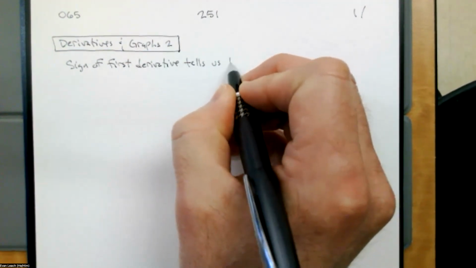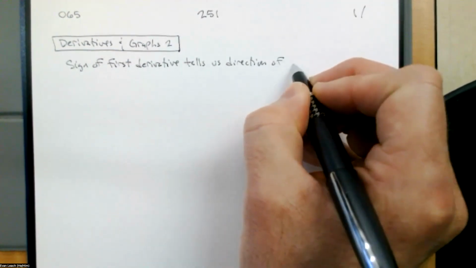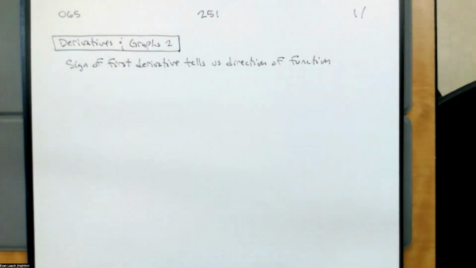The sign of the first derivative tells us about the direction of the function.